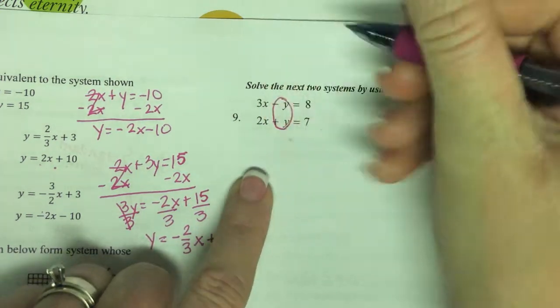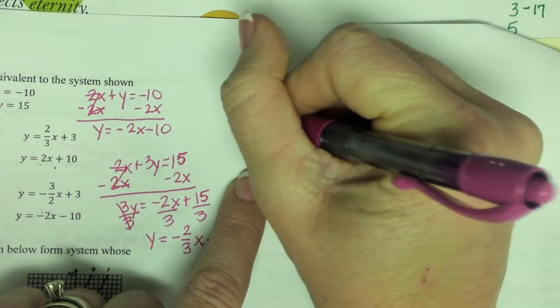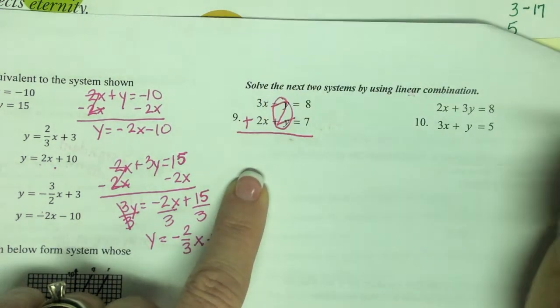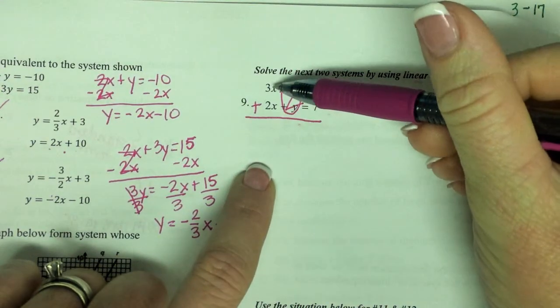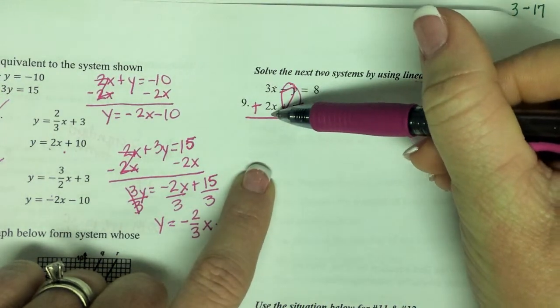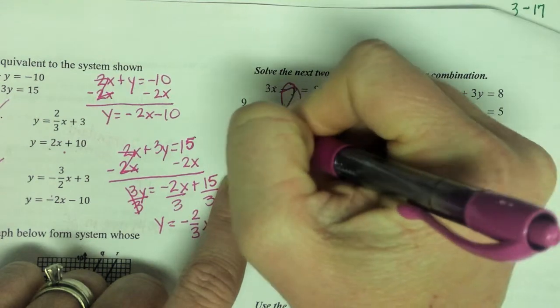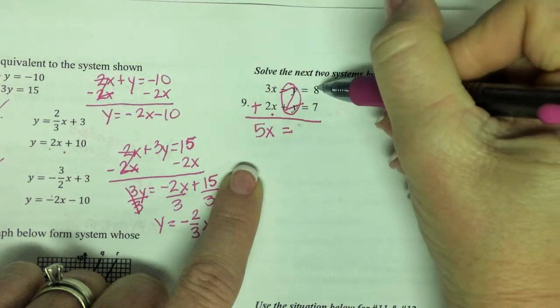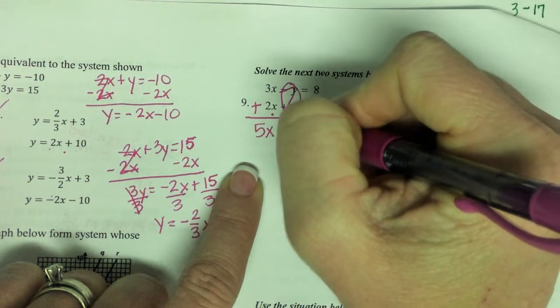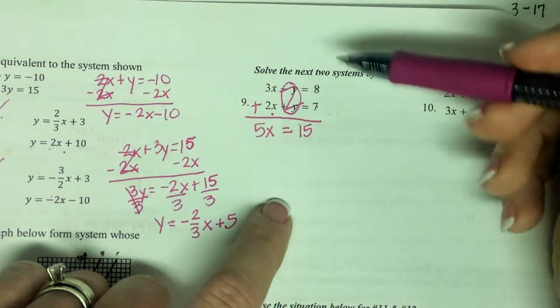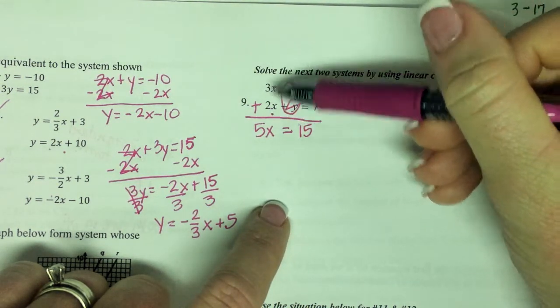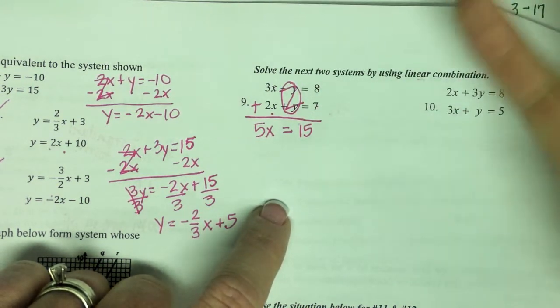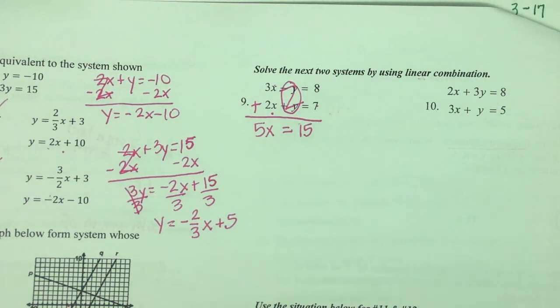My Y terms. So now I'm ready to combine them. So this zeros out, right? So now I'm going to say 3x plus 2x gives me what? 5x equals 8 plus 7, 15. A lot of mistakes that I'm seeing is we're forgetting to actually add the two equations together. But when we're doing linear combination, it's really important that we do that, okay?